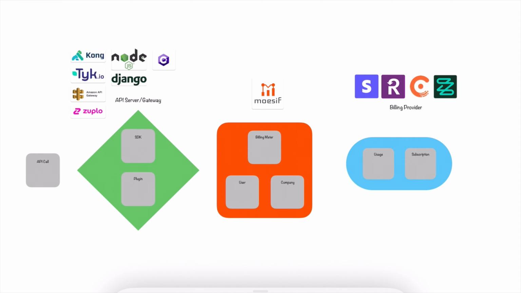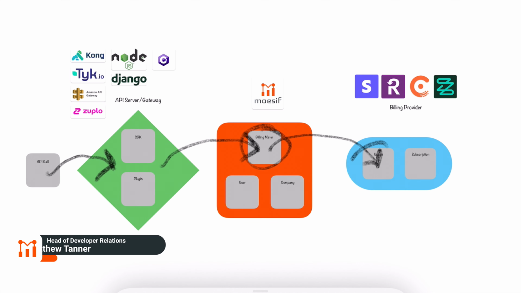So just to review that again quickly, an API call comes in to your API server or gateway, then that usage is passed over to the Moesif billing meter where it is tallied up. Once it's tallied up, it then moves from here and gets synced over to the billing provider. The billing provider then takes that usage and pushes it into the subscription.